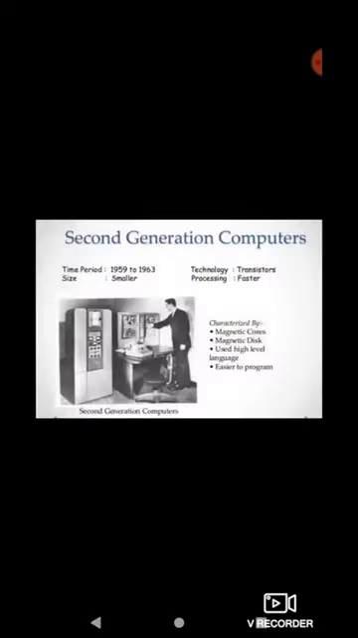Prior to that, let's take a look at the second generation computers. See the picture, guys. In the first generation, we saw almost the room was covered. In the second, you see the reduction in size. Smaller size, transistor technology, processing was faster.